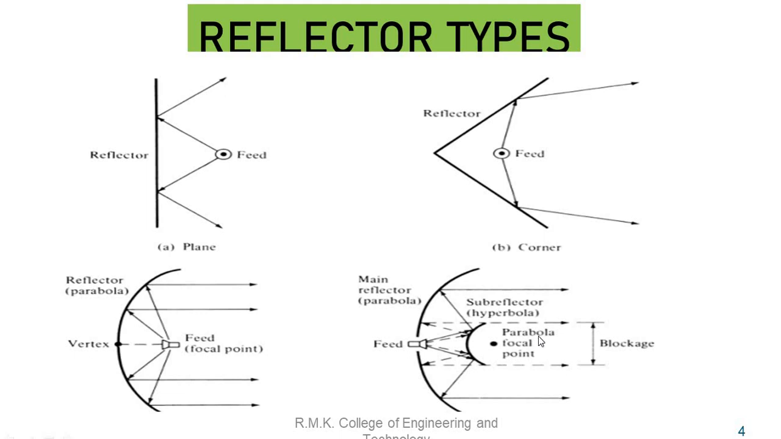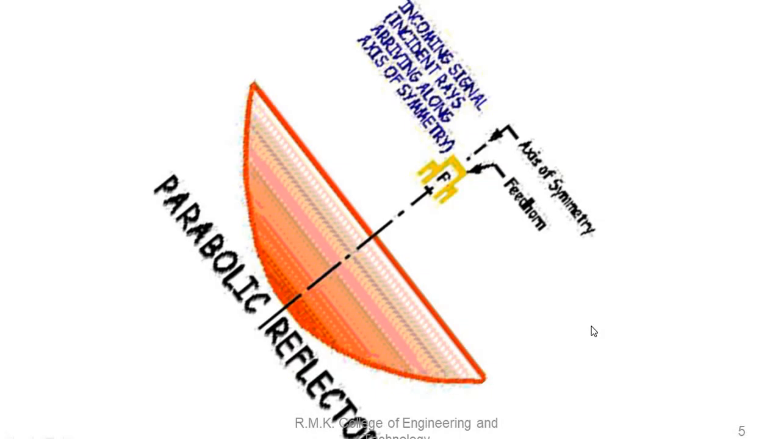And what is the drawback of this Cassegrain reflector? Aperture blockage will happen. That is, in this dimension, because of the orientation of the sub-reflector, it blocks the rays coming from the main reflector. So in this space, the signal will not come out. So this is called aperture blockage.